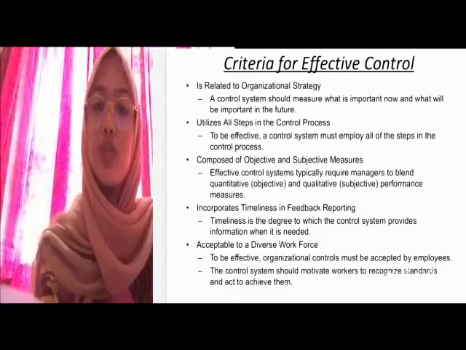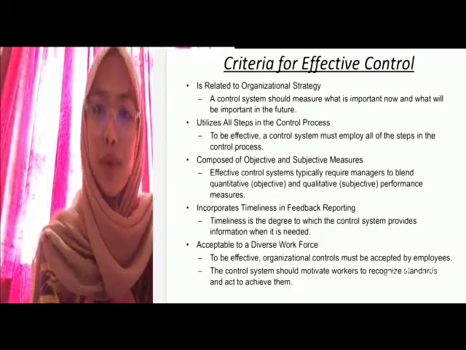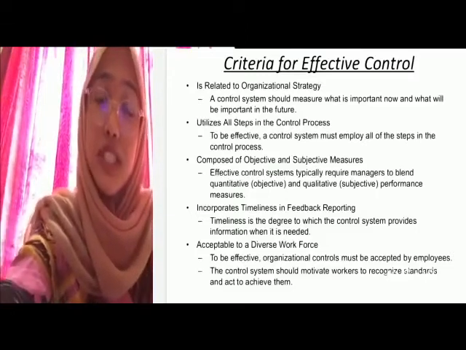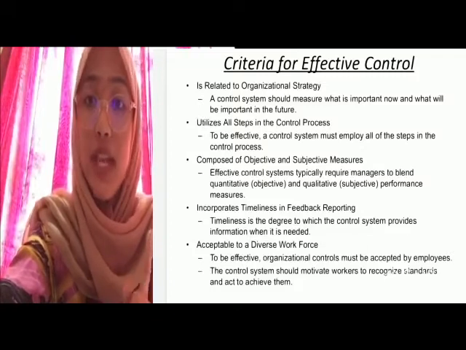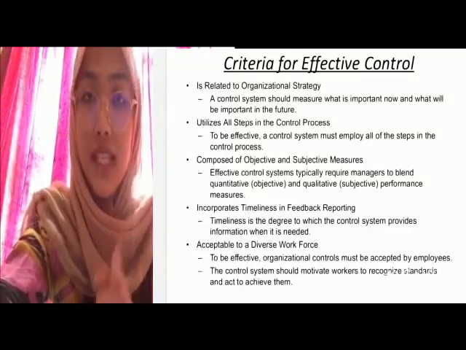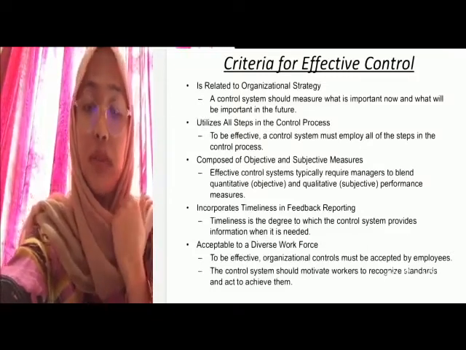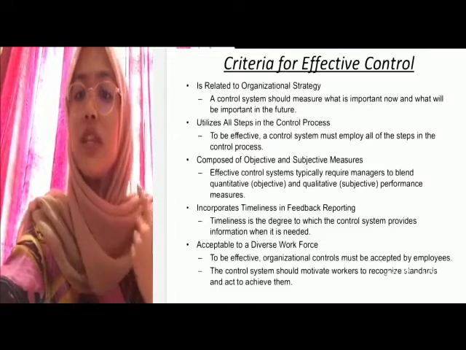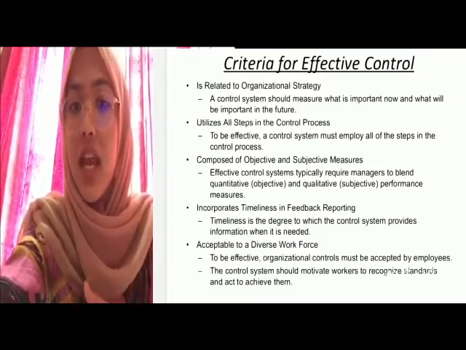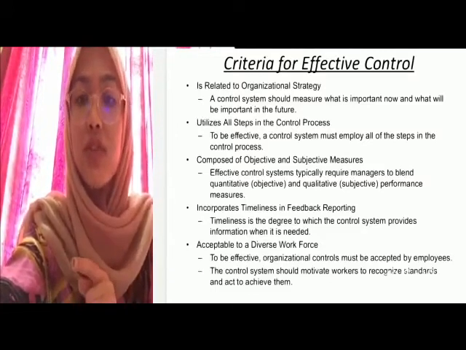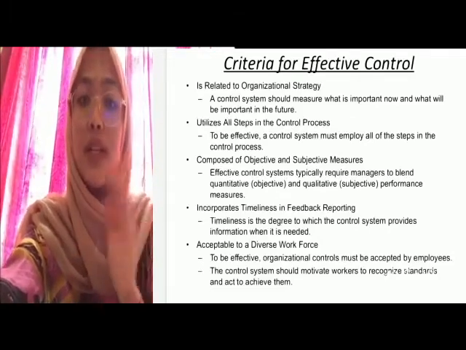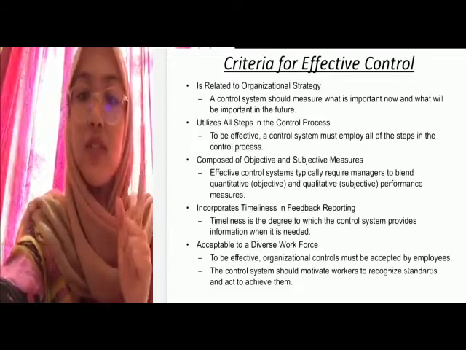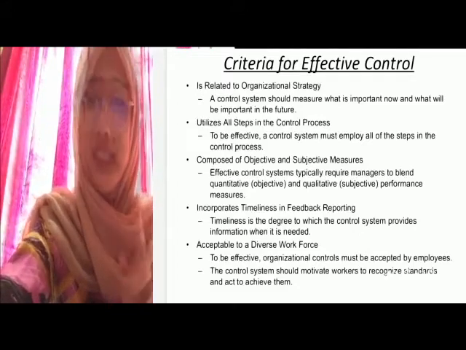Criteria 2, use all steps in the control process. To be effective, a control system must apply all steps in the control process. Standards of performance must be set, measurement of actual performance taken, comparison of standard with actual performance made, and when necessary, corrective action taken. Omitting any of these steps will detract from the effectiveness of the control system.